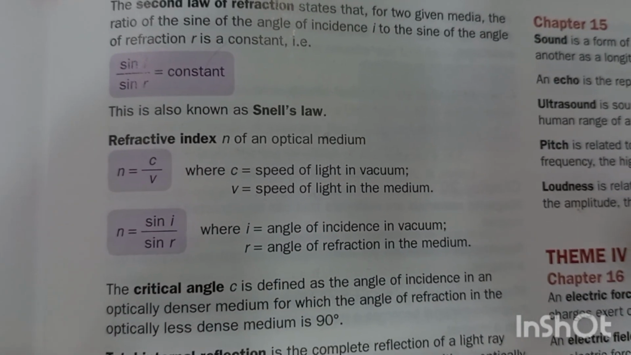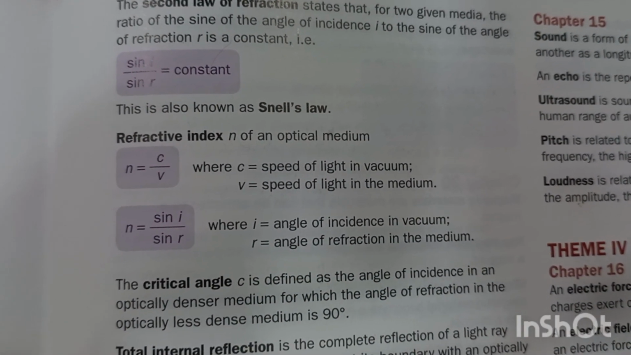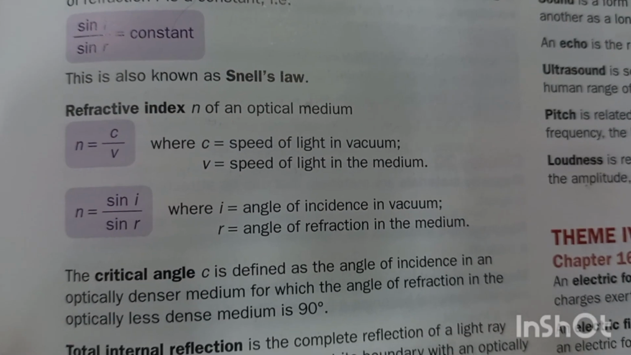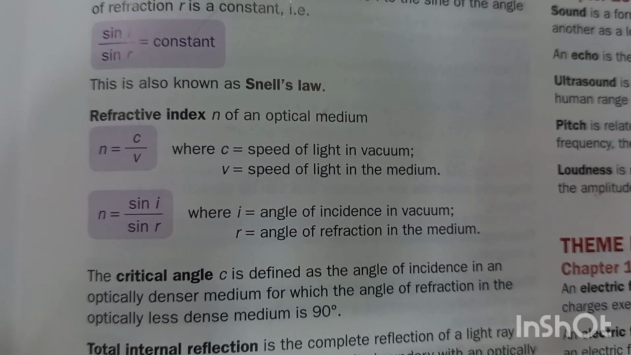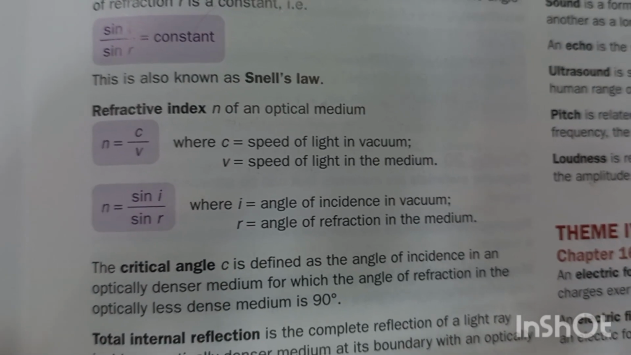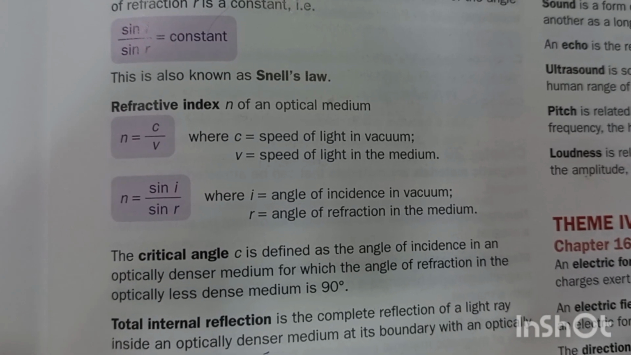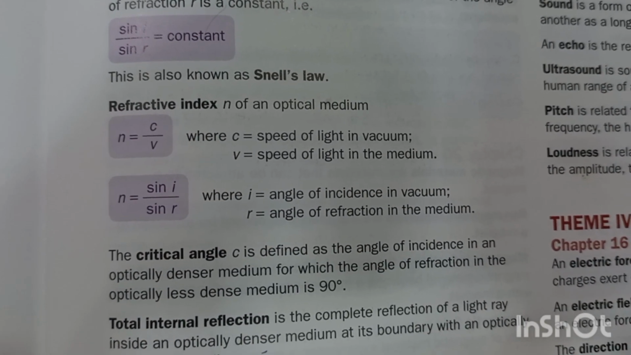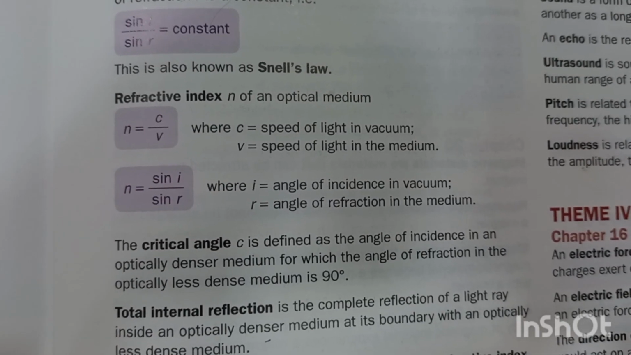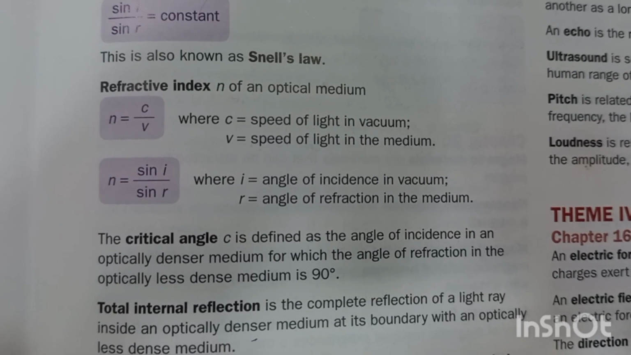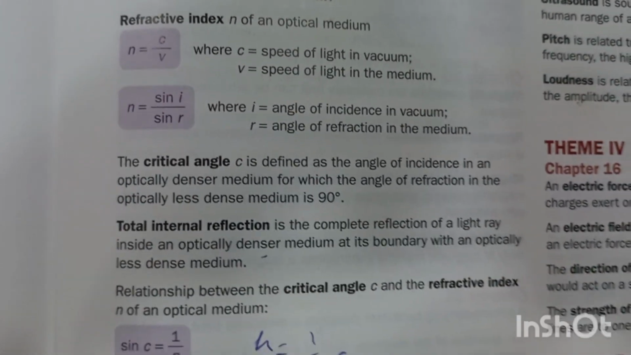Refractive index of an optical medium, n, is equal to c by v, where c is the speed of light in vacuum and v is the speed of light in the medium. n is also equal to sine i by sine r, where i is the angle of incidence in the vacuum and r is the angle of refraction in the medium.